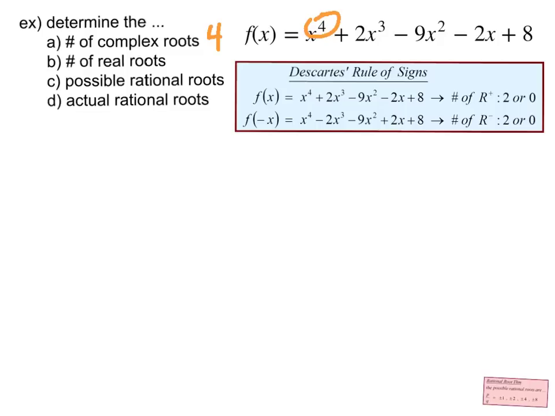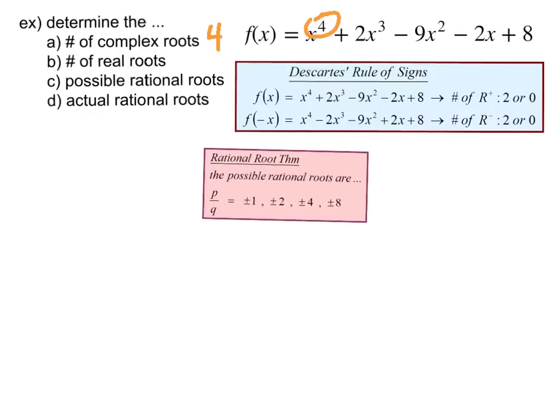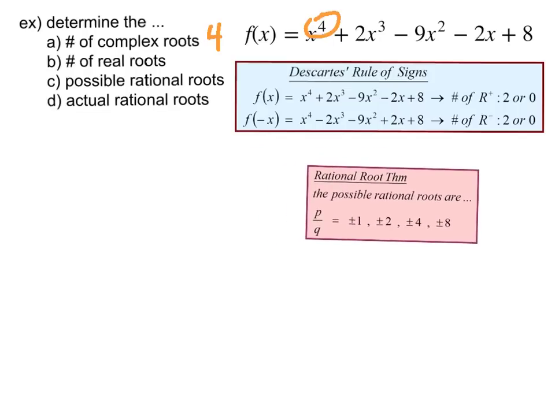And so, what's next? The possible rational roots. Well, let's figure out the possible rational roots. We're going to use the rational root theorem. And if we do so, let's see what we got here.